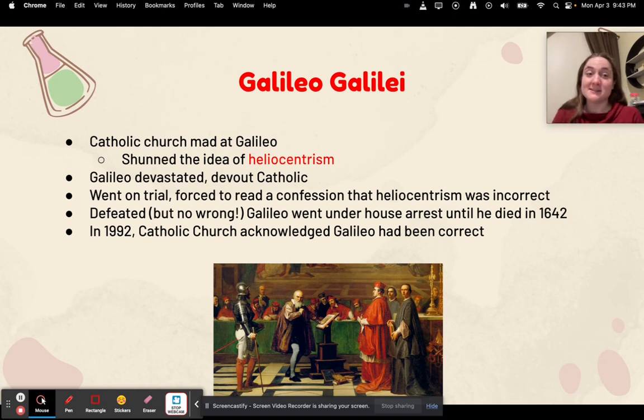So what actually happened to him is he went on trial in front of the Pope. Here's a painting depicting that with the Pope right here in red. And he was forced to read a confession that heliocentrism was incorrect. He felt really defeated, but again, he was not wrong. And Galileo went under house arrest for the rest of his life until he died in 1642. It wasn't until 1992 that the Catholic Church actually acknowledged that Galileo was right all along.